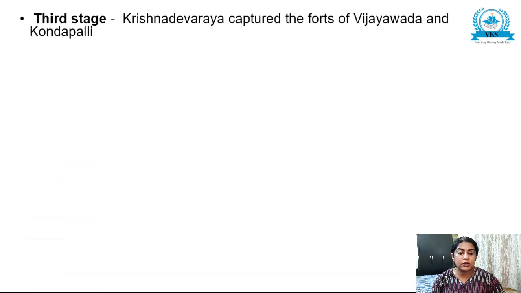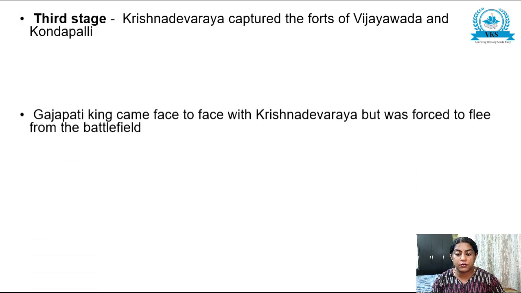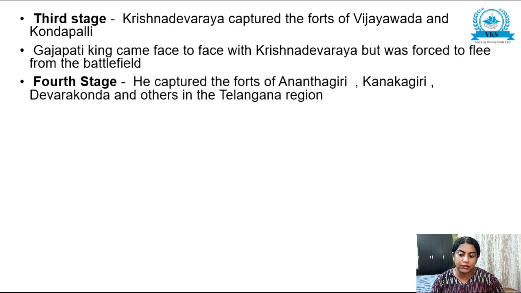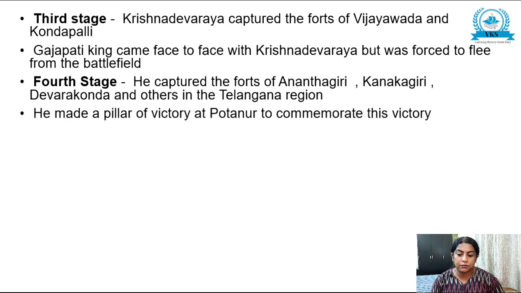In the third stage, Krishnadevaraya captured the forts of Vijayawada and Kondapalli, and the Gajapati king came face to face with Krishnadevaraya but was forced to flee from the battlefield. In the fourth stage, he captured the forts of Anantagiri, Kanakagiri and Devarakonda and others in the Telangana region, and he made a pillar of victory at Pothanur to commemorate the victory.